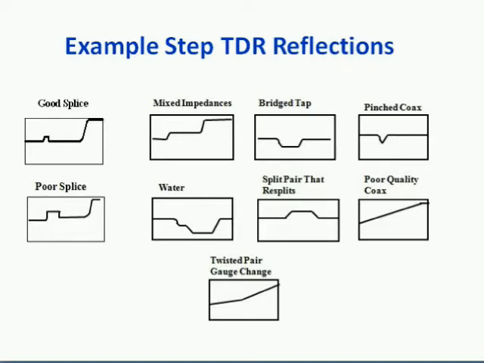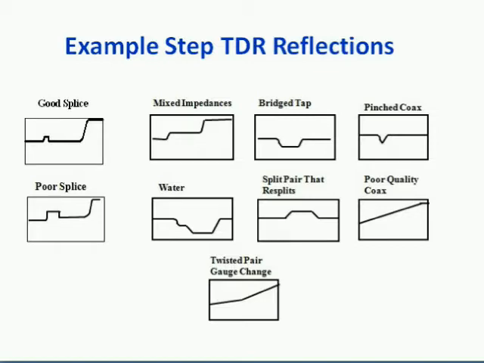Split pair. This occurs in twisted pair cables with multiple pairs and is induced at connections or splices. One wire from one pair becomes crossed with one wire from an adjacent pair. The signals on these split pairs are now traveling on separate wires, which will have a higher impedance than the paired wires. If the split is corrected at a different location, referred to as a resplit, the impedance of the pairs will return to normal.